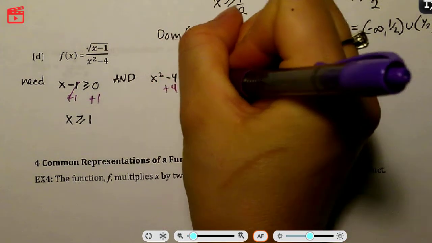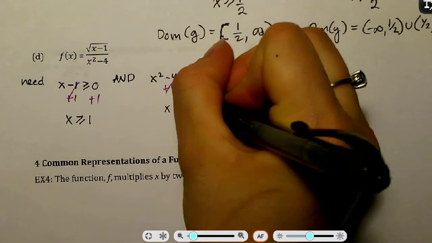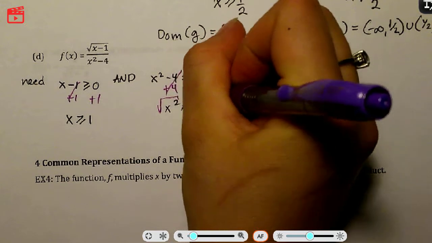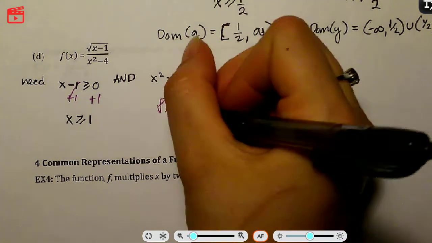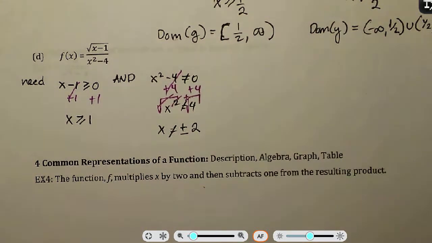And let's go ahead and solve this one. Ooh, square root property happening here. Remember our plus or minus sign when we do that. And x cannot equal plus or minus 2.